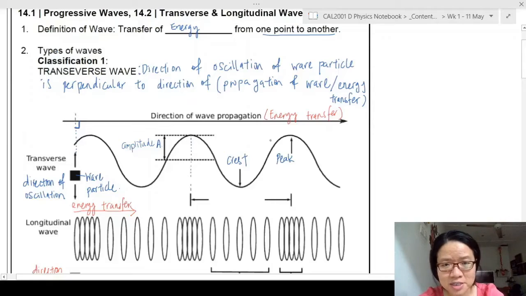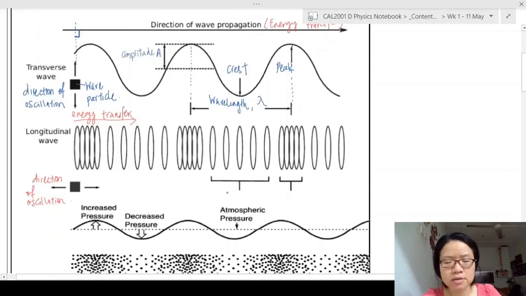So here you can see that there is a peak, and there's also a crest, so maximum and minimum. And the distance between two consecutive peaks, we will call this a wavelength. These terms should not be new to you. So how about sound wave?